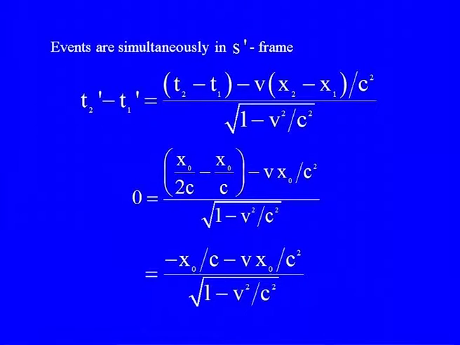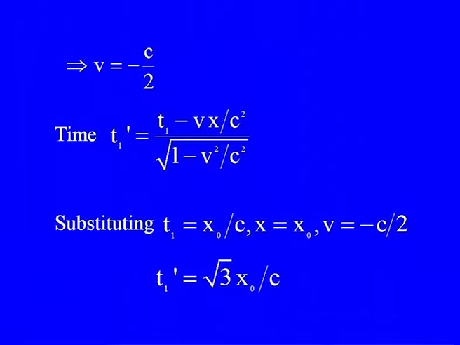So, we immediately get the left hand side to be 0, of course, and we can immediately find what v is, and we see that v is actually minus c by 2. Okay. So, how do you find the time in the prime frame? Remember, in the prime frame the events are simultaneous. So, T1 prime is nothing but T1 minus Vx by c squared, divided by root over 1 minus v square by c square.